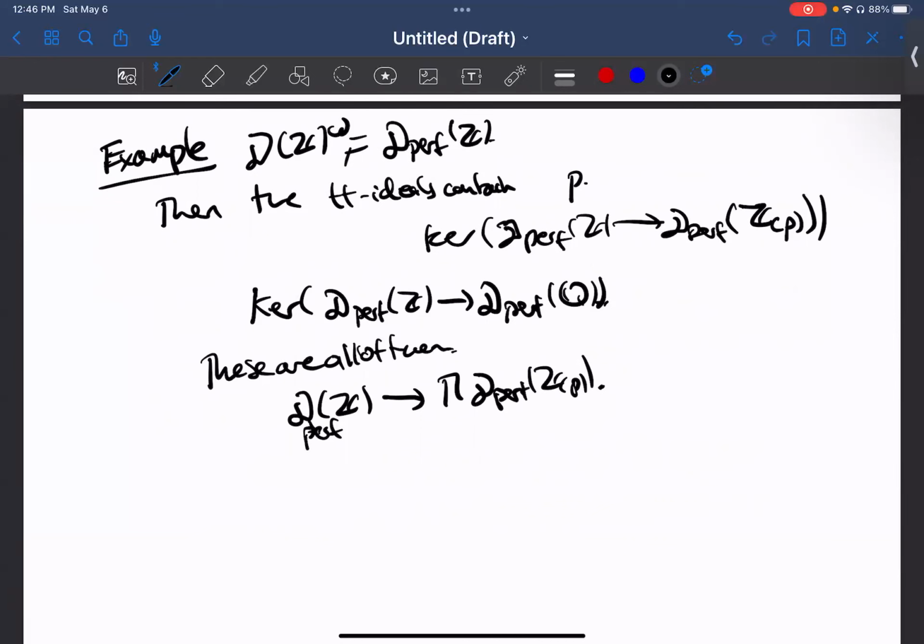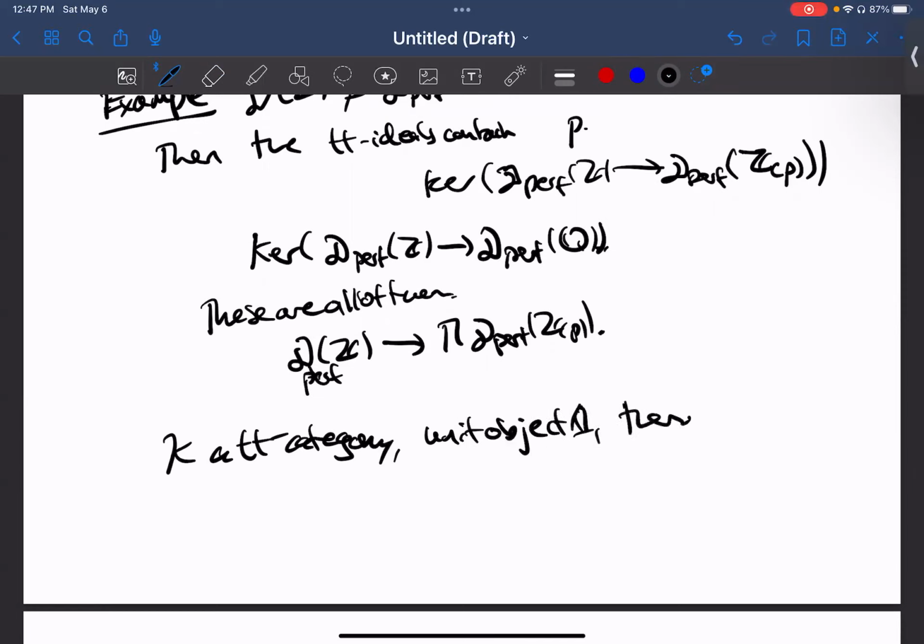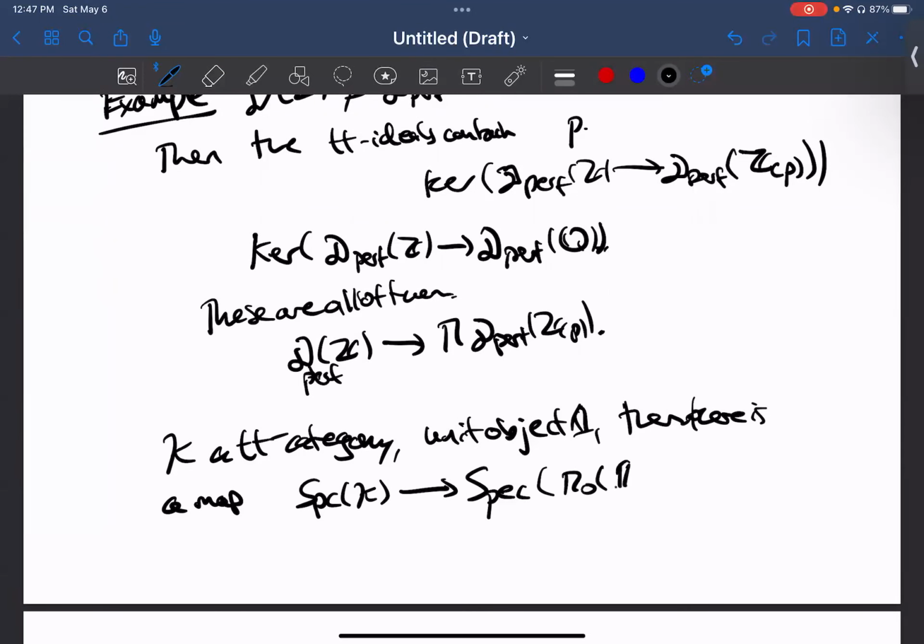This is a sort of general phenomenon that if we have, let's say, K a TT category with unit object 1, then there's a map from the spectrum of K to the good old ordinary spectrum of pi0 of 1. So by pi0 of 1, I mean pi0 of the endomorphisms of 1.